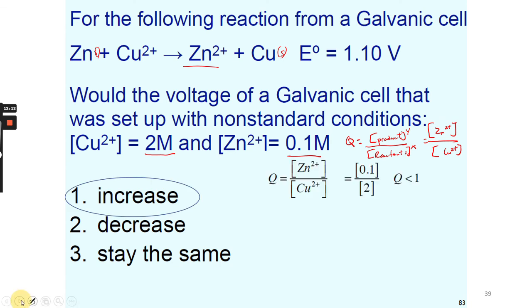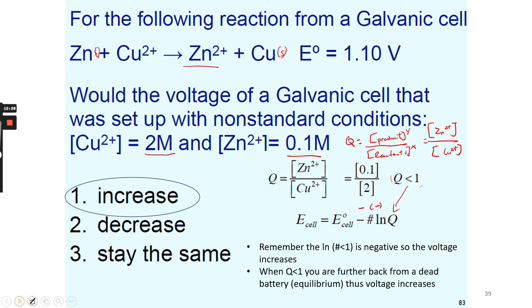So let's look at that again. Here we're plugging in our numbers. We get Q is less than 1. We plug it into the Nernst equation. So this is now negative, a negative of a negative. You're subtracting a negative number, which makes it positive, which increases E of your cell. Remember that the log of a number less than 1 is negative, so the voltage is going to increase. When Q is less than 1, you are further back from dead. Remember our number line, you're further to the left. Thus, your voltage is increasing.